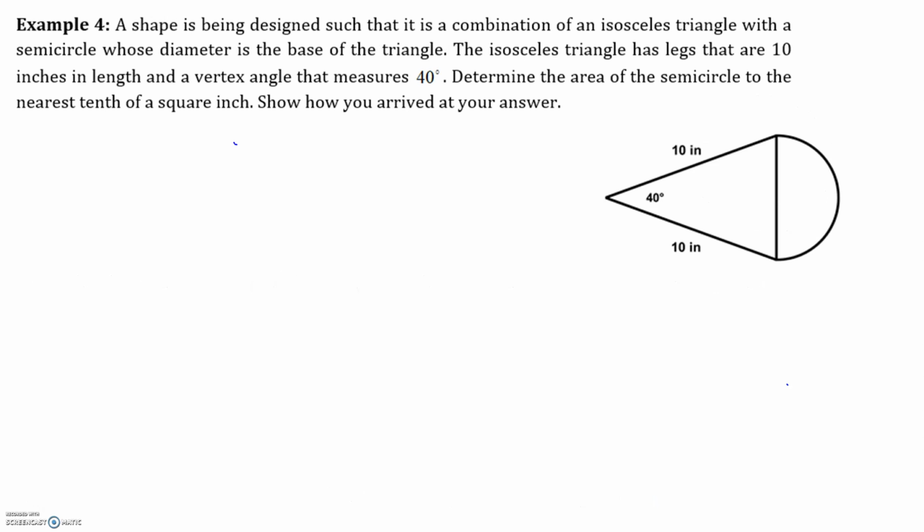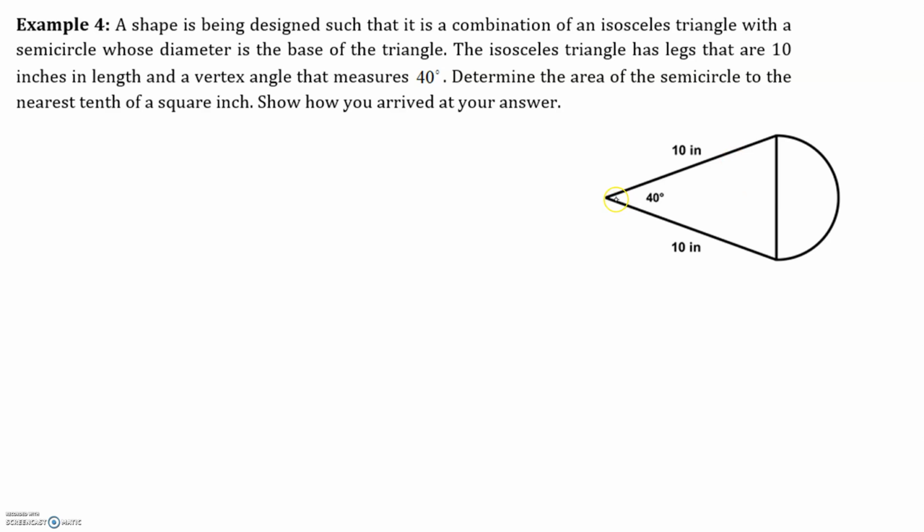All right, example 4. Now, I'll be honest with you. This question is quite advanced. So I think I'm going to hold off on this one, because the likelihood of something like this showing up on the Regents exam is extremely low. But this question would require you to use some trig in order to find this.